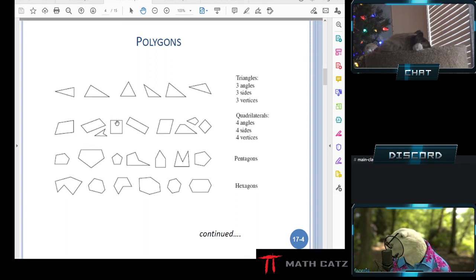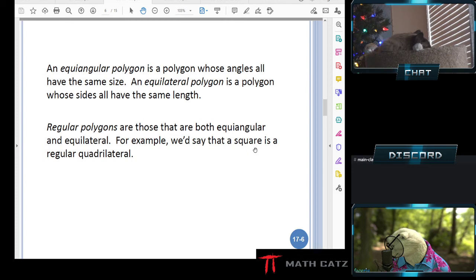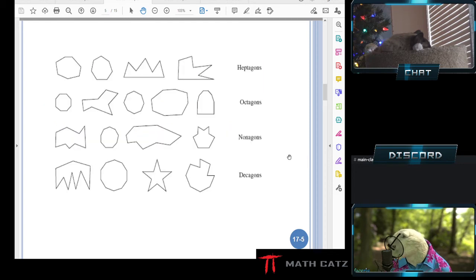This guy over here has the same property, but also the same side lengths. So that's an equilateral quadrilateral. Ooh, that's a mouthful. But for example here, a square can also be called a regular quadrilateral because it has all angles the same and all sides the same. But who wants to say that every time? Some of these have their own names, like the square, not many.